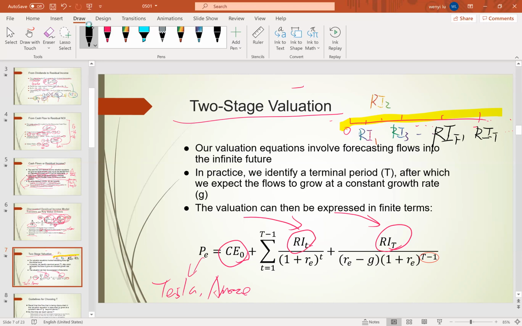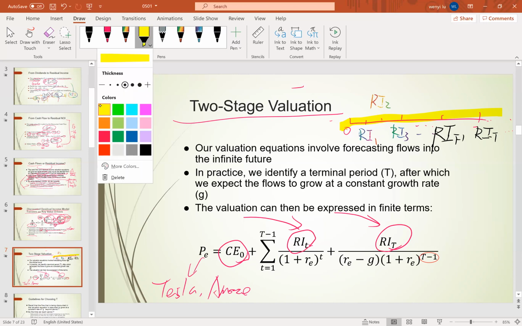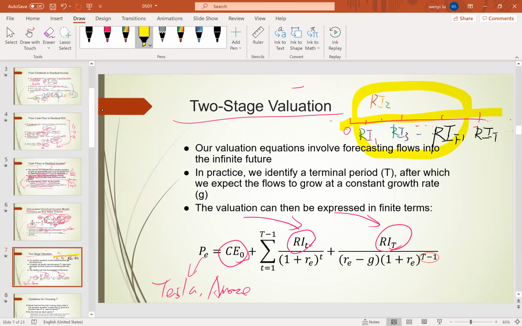They will give you the forecast, called a pro forma financial statement. So you can see here, we also split into two stages. The first stage is when residual income is not showing a constant growth trend. For this part, we use residual income discounted to time zero, using the cost of equity.